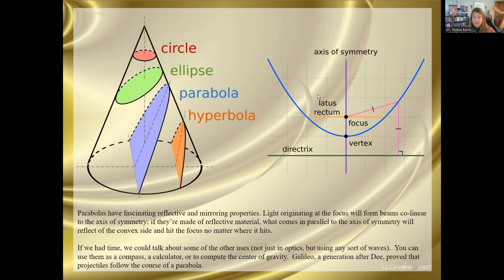Now, Galileo, a name you no doubt recognize, a generation after Dee, proved that projectiles follow the course of a parabola. So you shoot something off and it has a parabolic path. Now, you can intuit that that might be true, and it is very possible that people knew that generations before Galileo and didn't express it in writing, because that combined with optics makes for some very interesting military secrets.